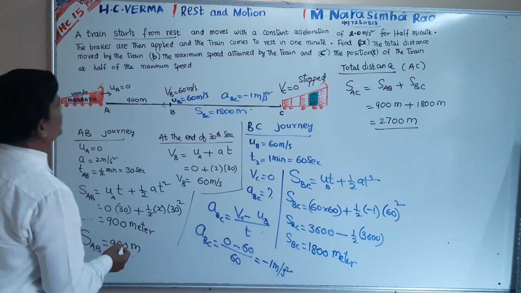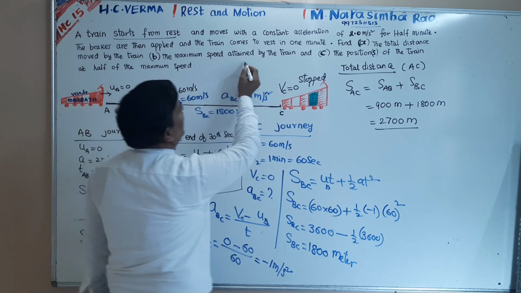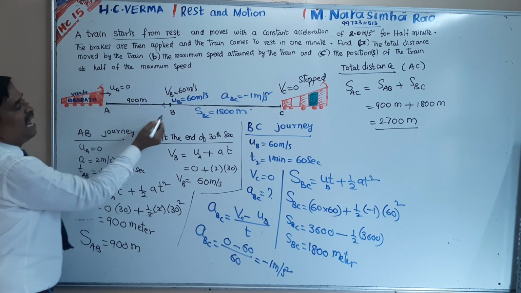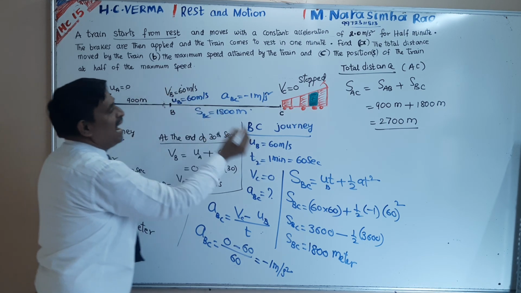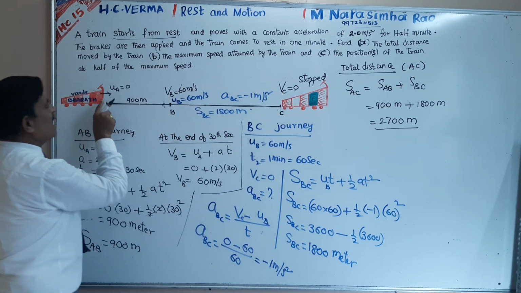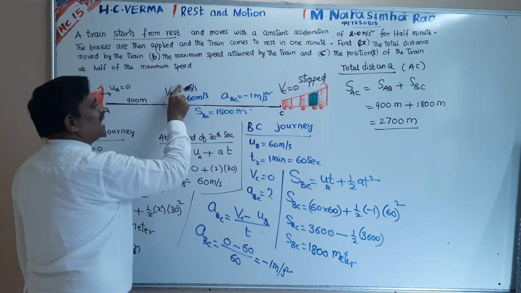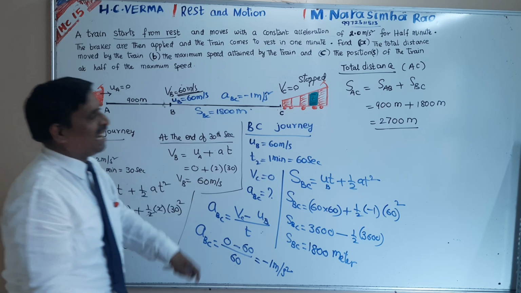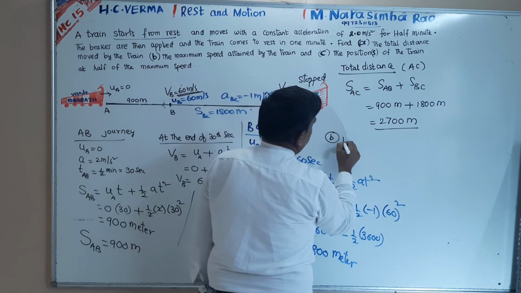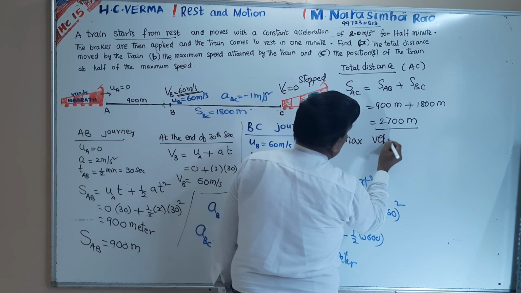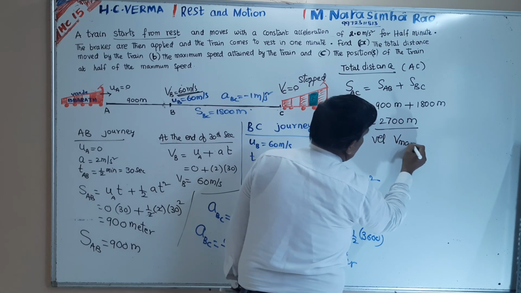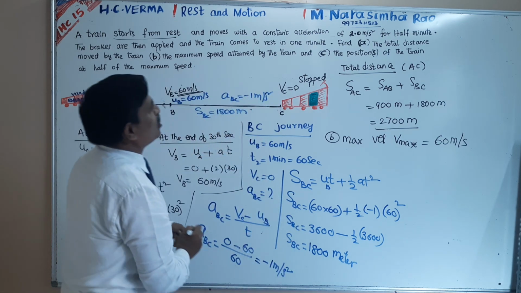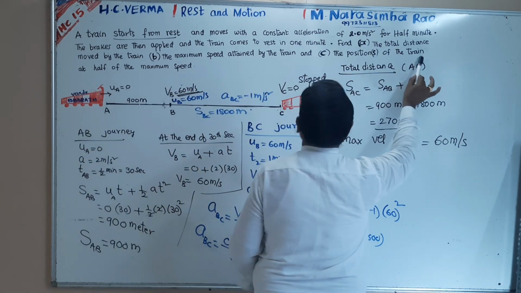One more question they are asking: the maximum speed attained by the train. Here, velocity of the train at A is 0, at B it is 60, at C it is 0. Maximum velocity is 60. Second question: the maximum velocity attained by the train is 60 meter per second.